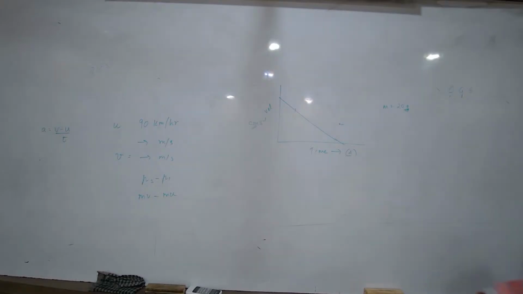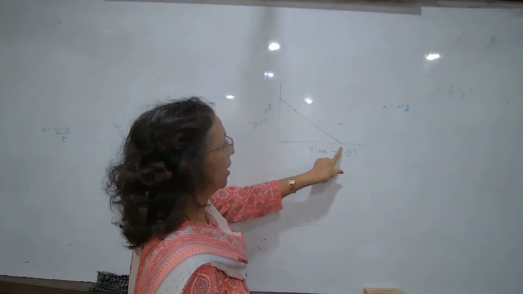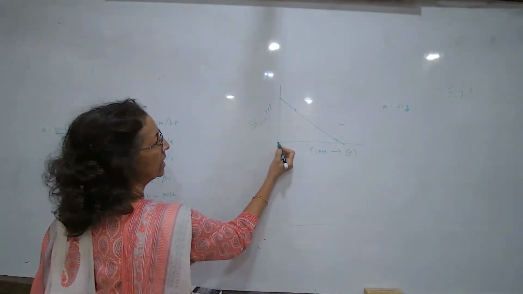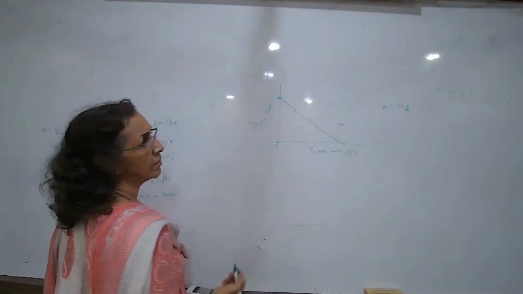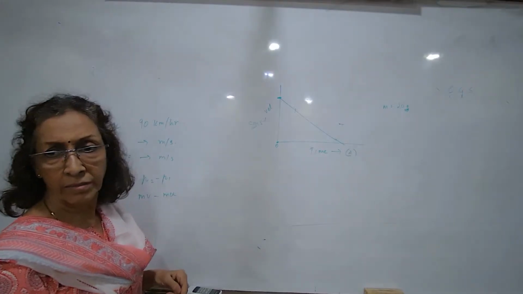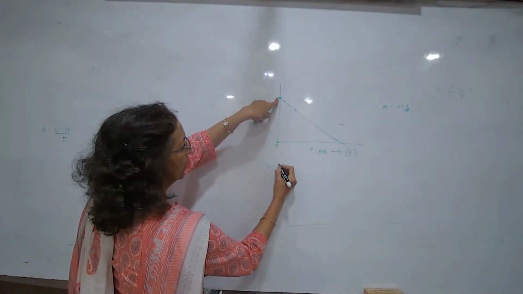So now what is happening? Velocity is coming down with time. So what is the initial velocity? If time is 0, what is the initial velocity here? It starts at 20. So the initial velocity is 20.